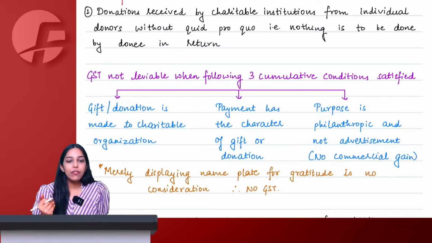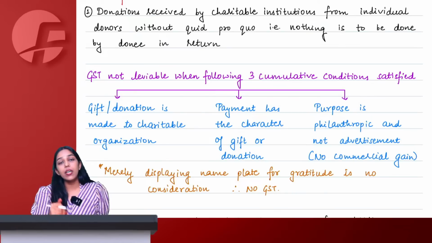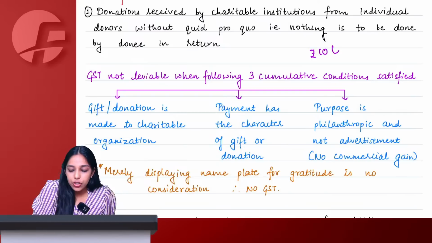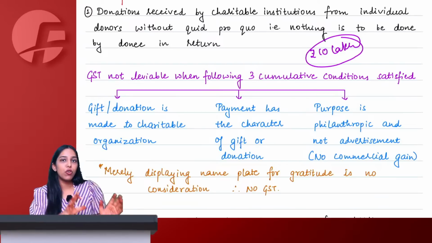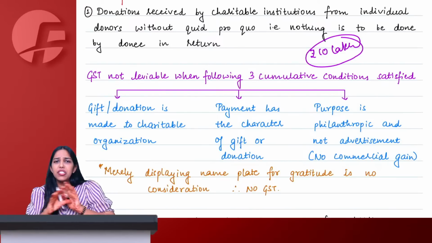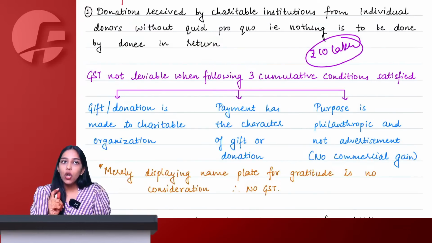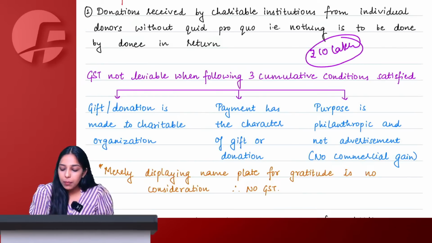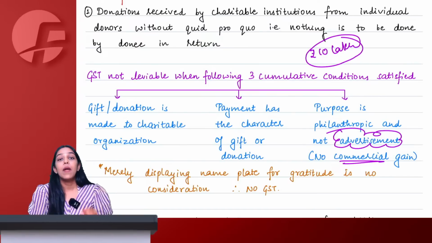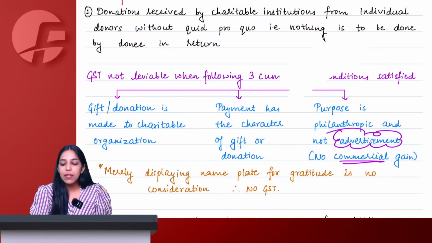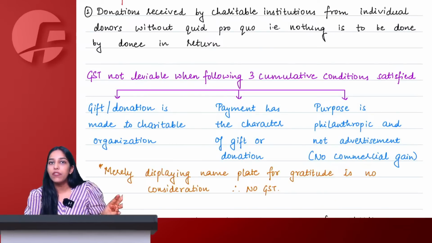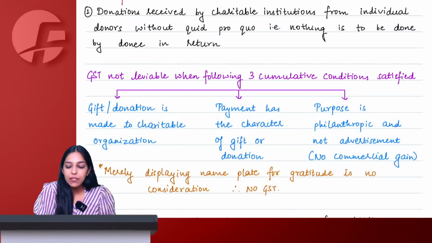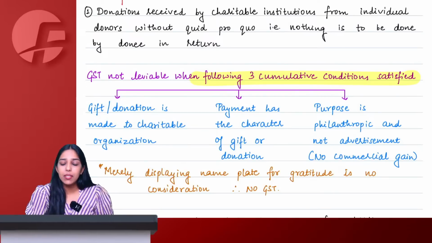Or let us say I gave donation to a temple trust, a 10 lakh donation, but I told them that at the entrance of the temple, I want a huge banner with my photo and details. Now, which means I am not giving donation. Basically, I am trying to gain a commercial advantage, I am trying to do advertisement. Then that will be considered as advertisement service and GST will be applicable. Only if the amount is given to a charitable institution, the payment has the characteristic of gift or donation, and the purpose is purely philanthropic, if all 3 conditions are satisfied, then this will not be taxable under GST.